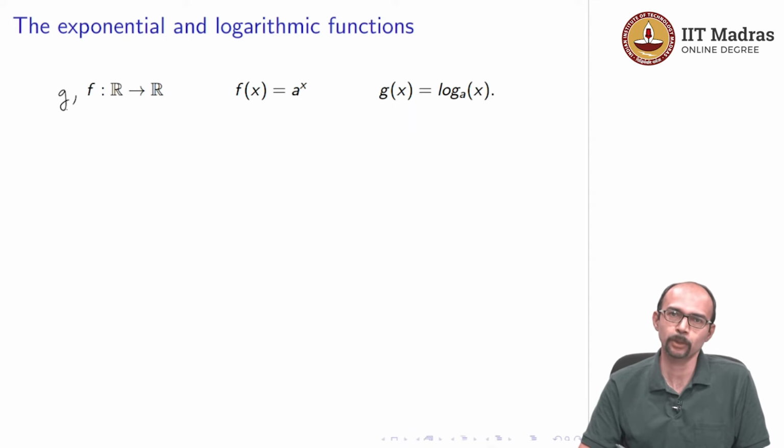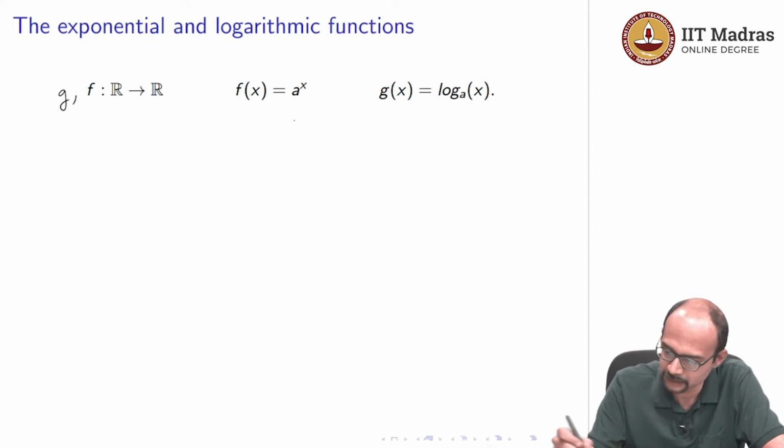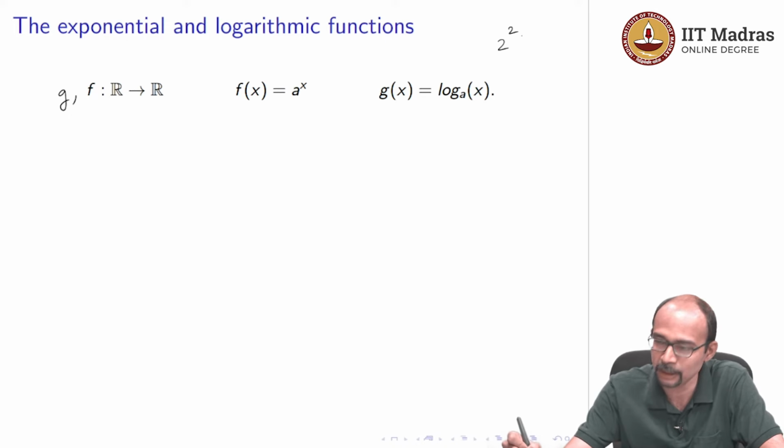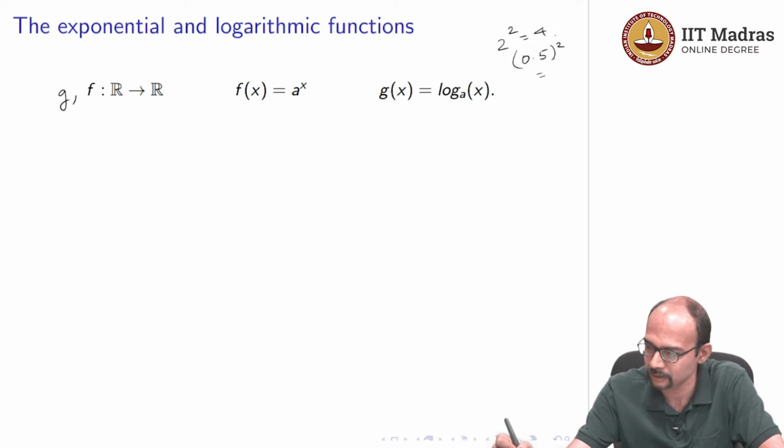So, what is the meaning of a to the power x? This is a question in itself. At least when x is an integer, the value is clear, right? If I say 2 squared, then the value is clear, it is 4, or even if I say 0.5 squared, then we know how to compute this. So, this is 0.5 times 0.5, which is 5 by 10 multiplied by 5 by 10, or half multiplied by half, which is 1/4, which is 0.25.